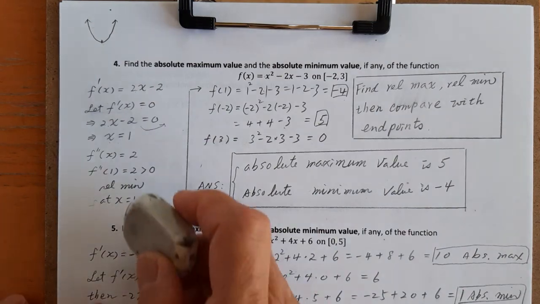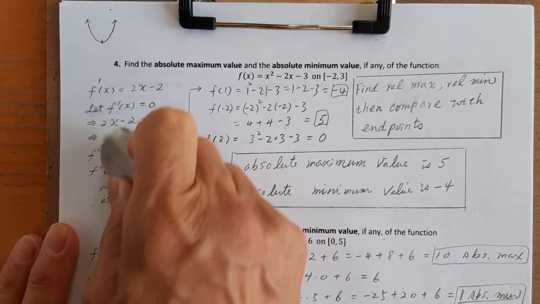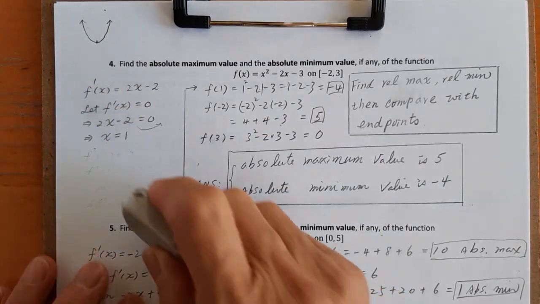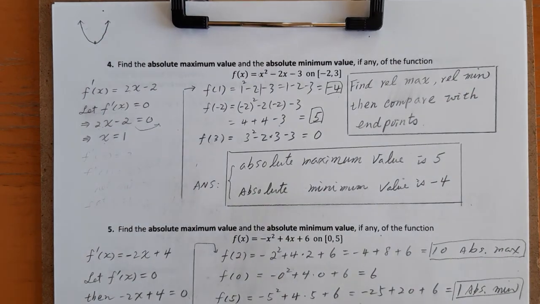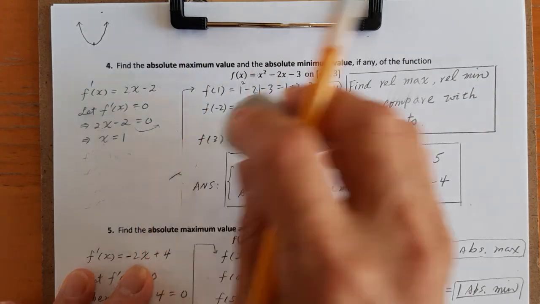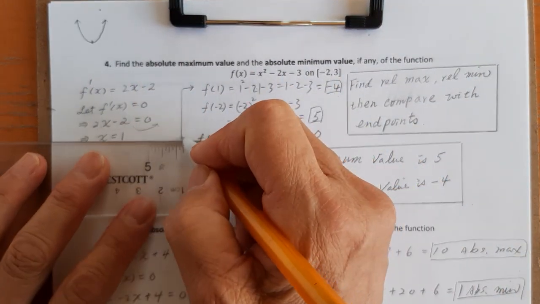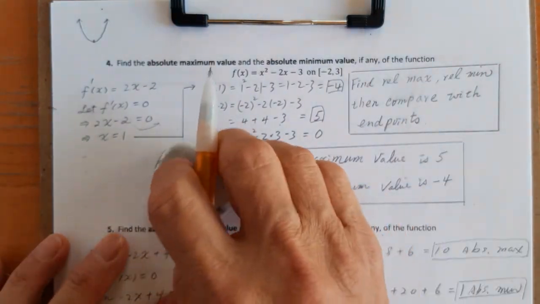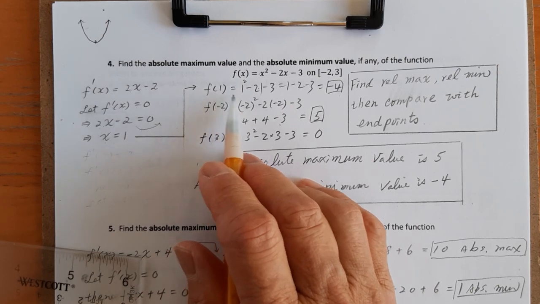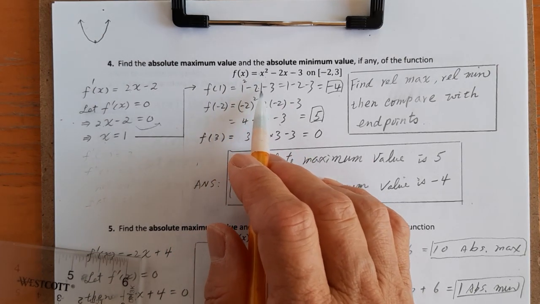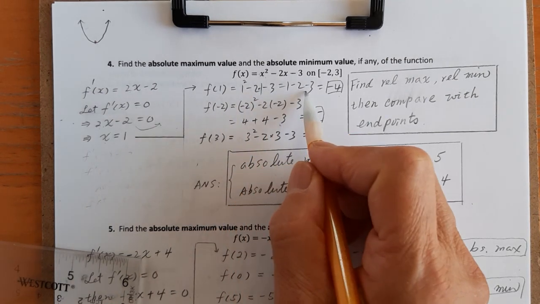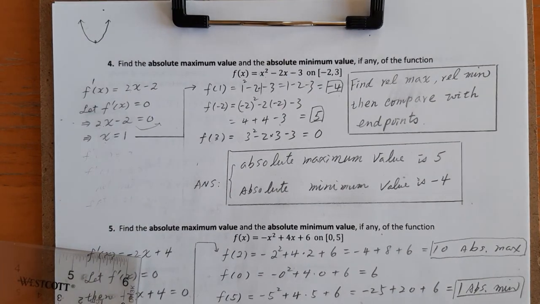And you don't need to test whether it is a relative maximum or relative minimum. You don't need to do so. So you found the critical number. This 1 is the critical number. Then you find f of 1, the function value when x equals 1. Plug it in. 1 squared minus 2 times 1 minus 3. So get 1 minus 2 minus 3 and get negative 4. That's the function value of the critical number.